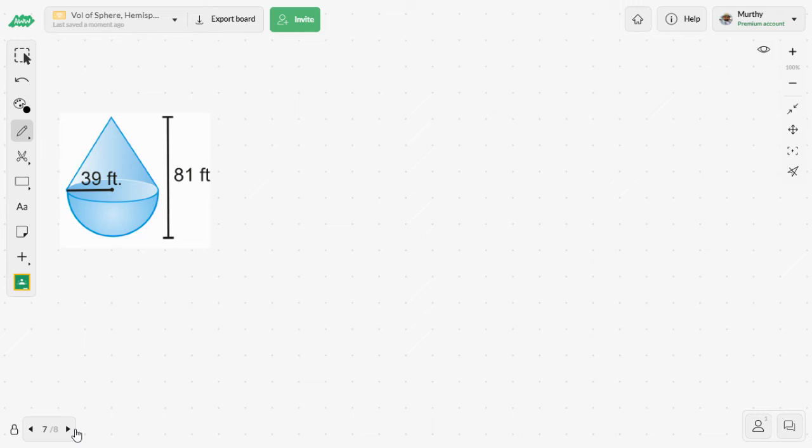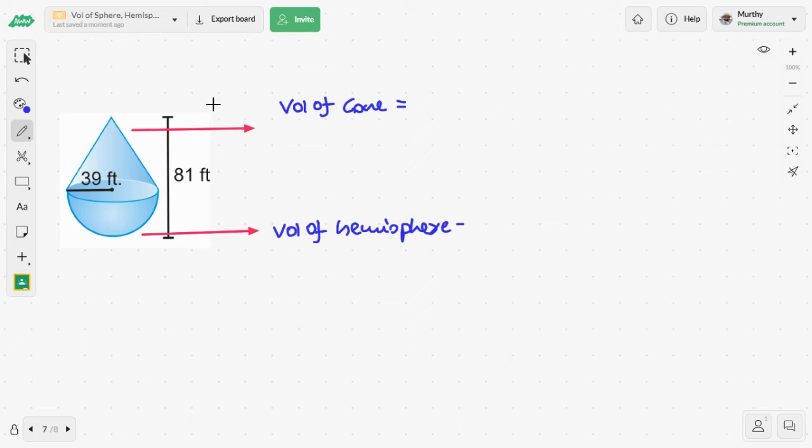Next question. It seems it's the same as the previous one, but there is a tricky part here because again I see that there are two figures. What are those two figures? The upper portion is a cone, and the lower portion is a hemisphere. So what is the great deal in solving this? Yes, it is difficult. The upper part is the volume of a cone, and the lower portion is the volume of a hemisphere. Then what is the difficulty in this one?